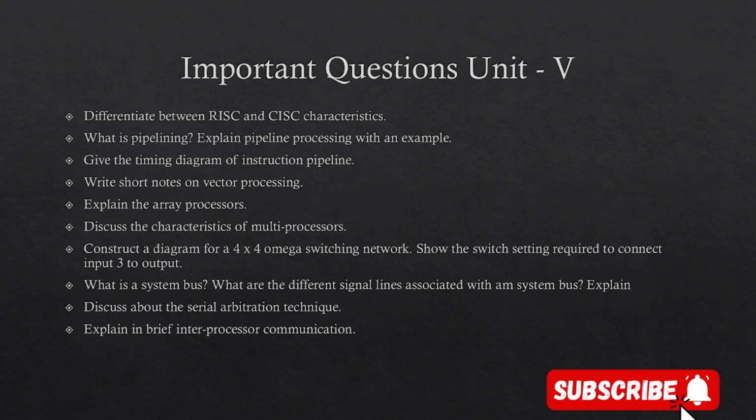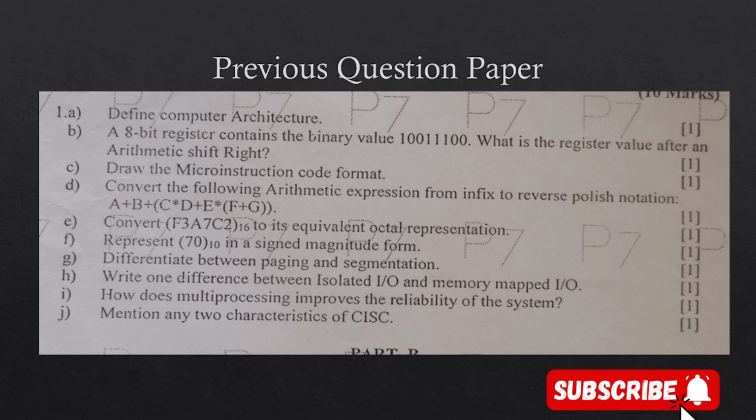So now coming to the important questions. If the question paper is easy again, you will have differentiate between RISC and CISC, and what is pipelining, instruction pipelining. So these are like construct diagram for 4 into 4 omega switching network. Whenever they ask for a diagram, definitely use a pencil for that and give point to point things of what and how you are framing this diagram and what important things you need to highlight in this diagram.